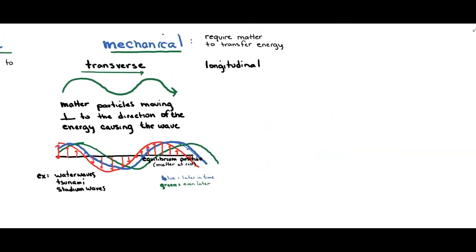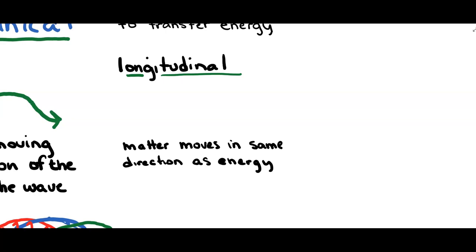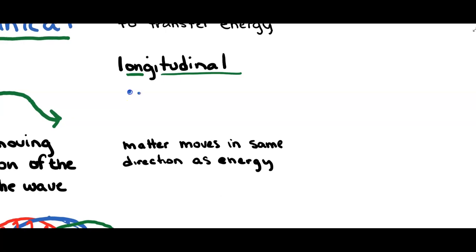Sometimes this is known as a compression wave. For a longitudinal wave, matter moves in the same direction as energy. So here is some particles of matter. It's rather densely bunched. Here it's less densely bunched. And then again at another point in the cycle, the matter is densely bunched. Then it spreads out, later to become again densely bunched.